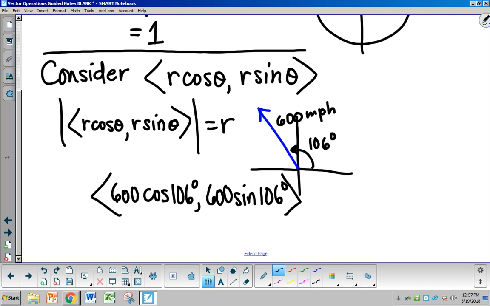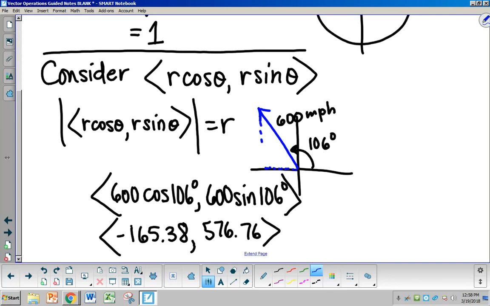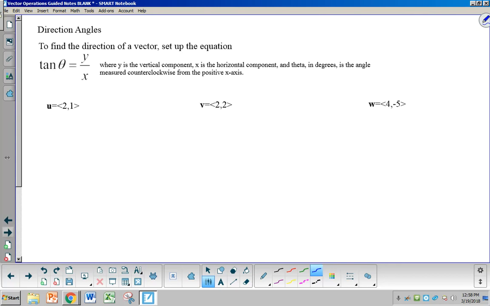So what did you get when you did cosine of 106? Can you multiply that times 600 and see what you get? Comma, 600 times the sine of 106. 576.76. So the component parts for the airplane velocity are going to be this. I went over left 165.38 and I went up 576.6. Interesting. I'm kind of foreshadowing what our applications are going to be. All right, moving right along.